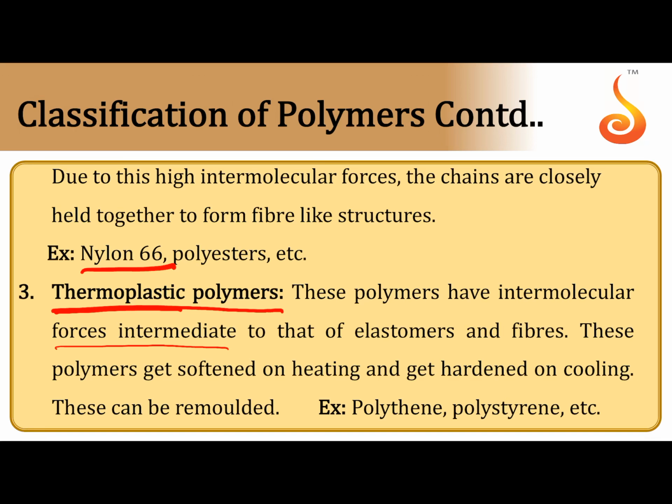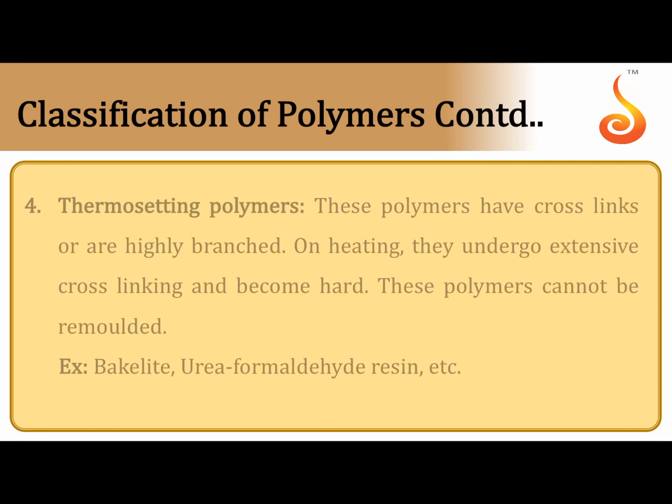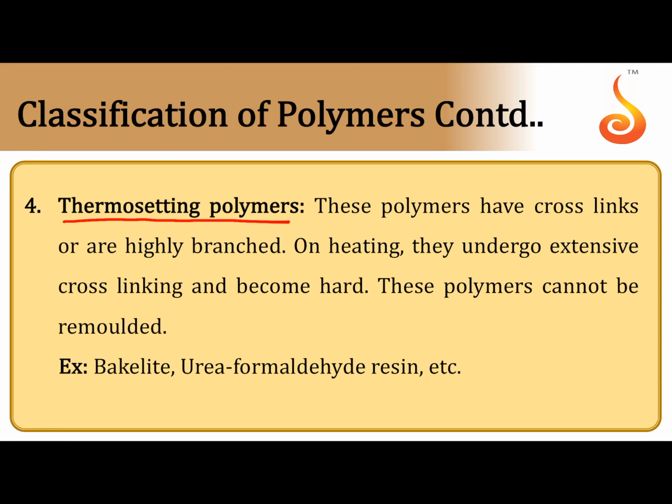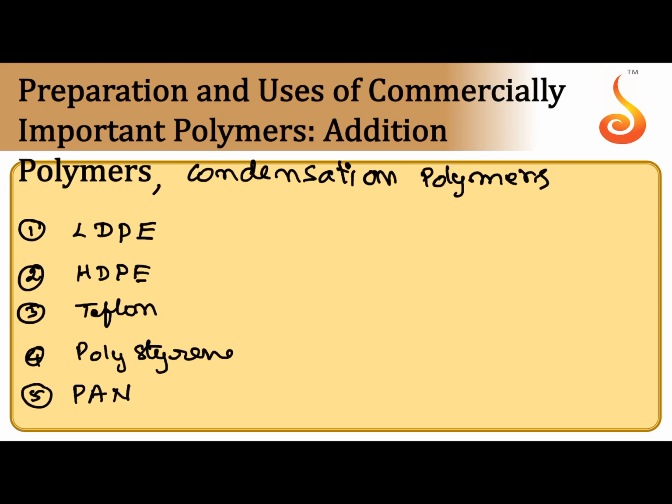So we can change the shape of these polymers by heating and remolding. If remolding is not possible, when the polymer once sets to a particular shape by heating and we cannot remold it, that is called thermosetting polymer. Example, bakelite, urea formaldehyde resin. Next, preparation, uses, and how to write the repeating unit of the polymer. Everything you can take from the NCERT textbook.